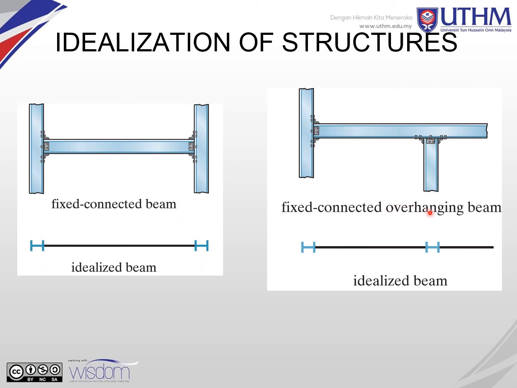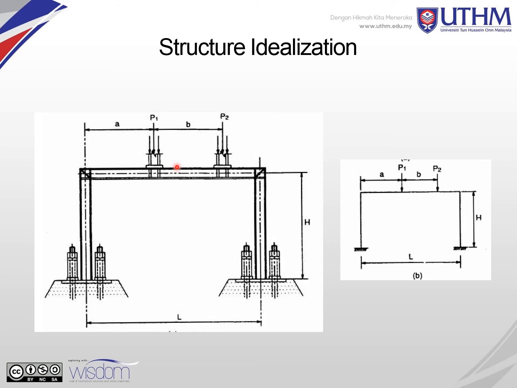And then the fixed connected overhanging beam. When you draw the idealized beam, this is the connection of the I-beam, and then this is the beam you have, and then there is another connection here, the support here. And then this is hanging. So this is how you draw the idealized beam. And this is a frame. For example, here you have a simply supported beam. And then here you have a structure with a load here. You have distances A, B, and then you have another load P2 here. So you draw everything here and you will get this diagram.